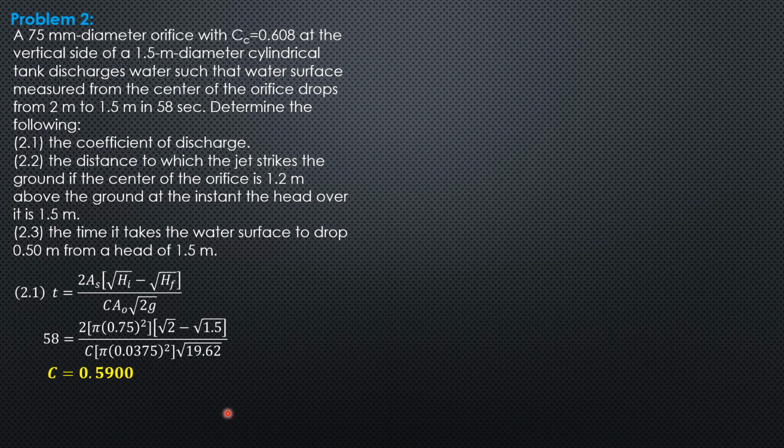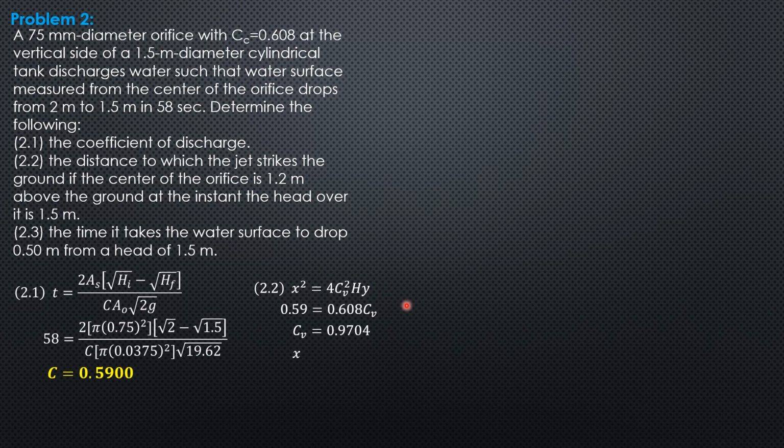Then the distance to which the jet strikes the ground if the center of the orifice is 1.2 meters above the ground, so that is Y, at the instant the head over it is 1.5, this is big H. And the equation of the trajectory when the orifice is at the vertical side of a tank is X squared equals 4 C_v squared H Y, where C_v can be computed from C equals C_c times C_v. So 0.59, this is C, equals C_c, 0.608, times C_v. So C_v is 0.9704.